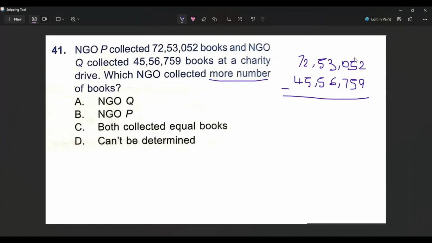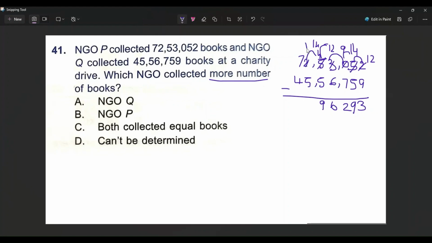2 minus 9 will not go, so take a borrow, 12. So 12 minus 9 is 3. 4. So 4 will not go, take a borrow. 14 minus 5 is 9. Take a borrow. It becomes 9. 9 minus 7 is 2. So here it went borrow, it becomes 2. 2 minus 6 will not go, take a borrow. 12 minus 6 is 6. So if it's given 1 over here, it becomes 4. 4 minus 5 will not go, take a borrow. It becomes 14. 14 minus 5 is 9.